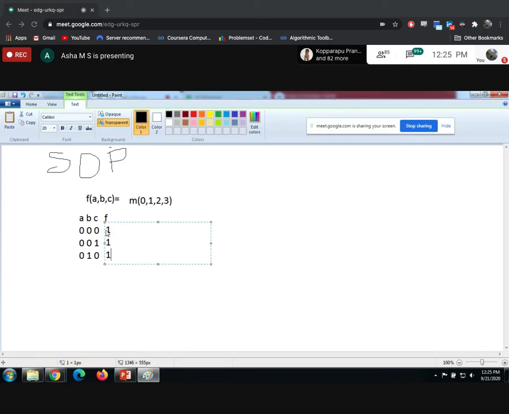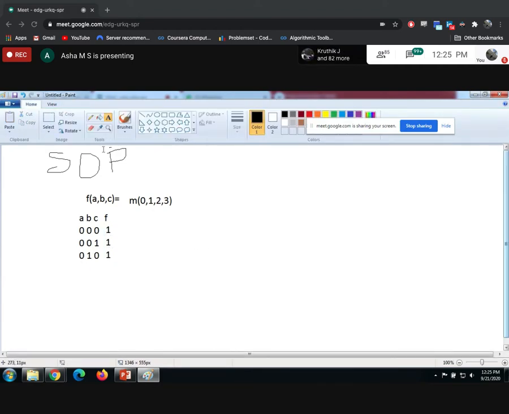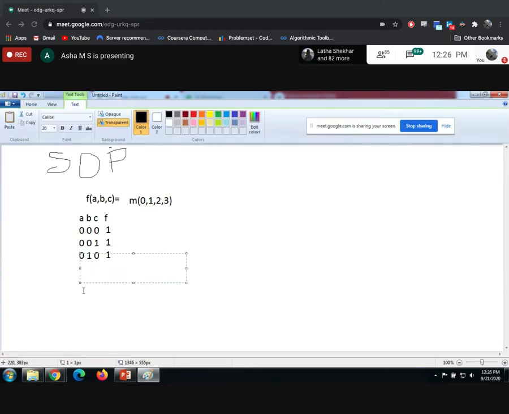Next combination I have 3, that is 0 1 1. Next I have 4, that is 1 0 0. Next I have 5, that is 1 0 1. Correct, right? Okay. Next function, what I have?